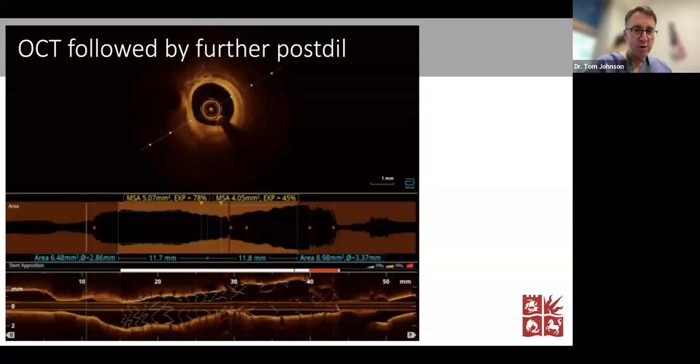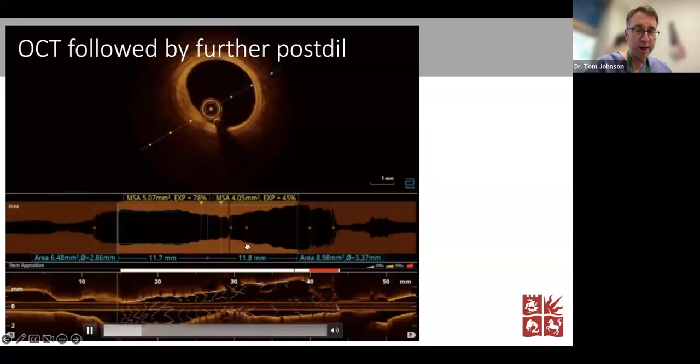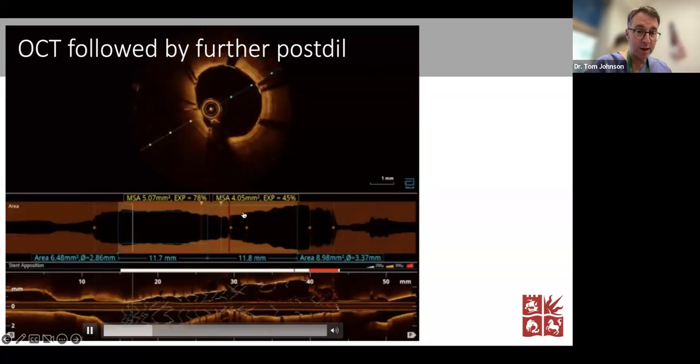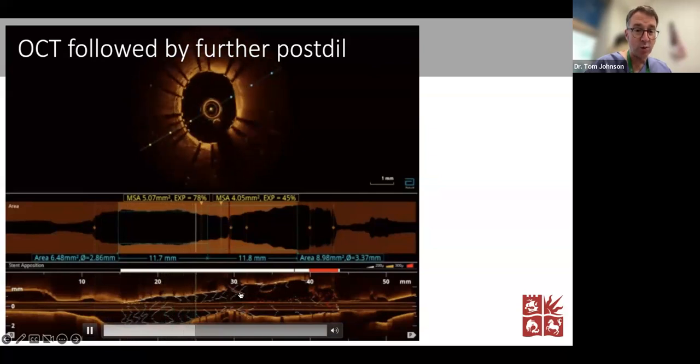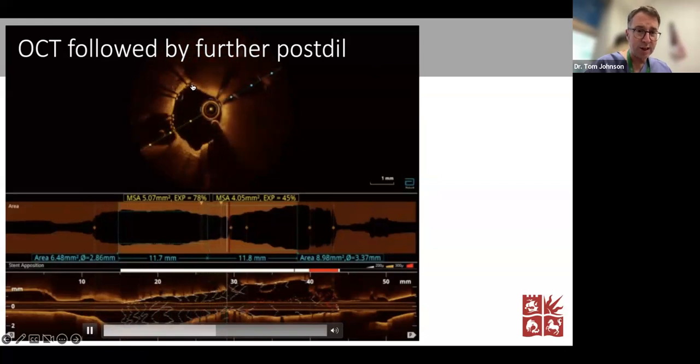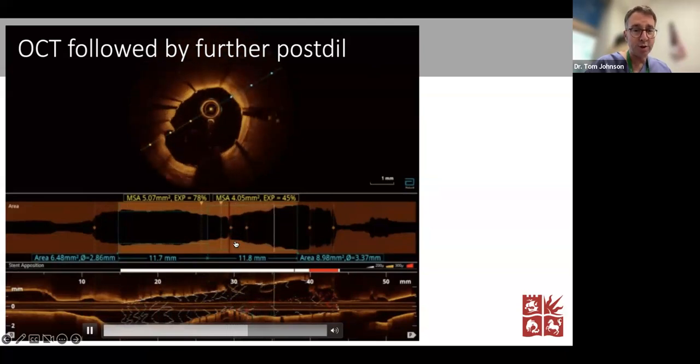And then the problem is you do the OCT run, and actually what we see here on the lumen profile very clearly is this kind of hourglassing, significant underexpansion of the vessel at the level of the bifurcation. So on the longitudinal here, you can just see the wire coming into that septal branch, but you then see this incredibly eccentric lumen and ongoing restriction.